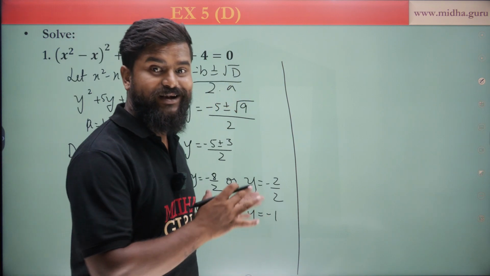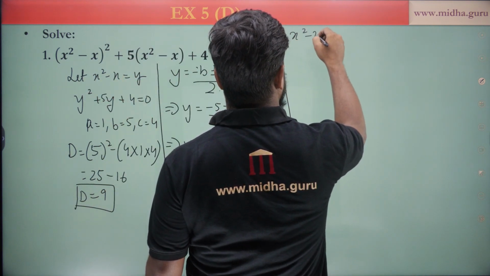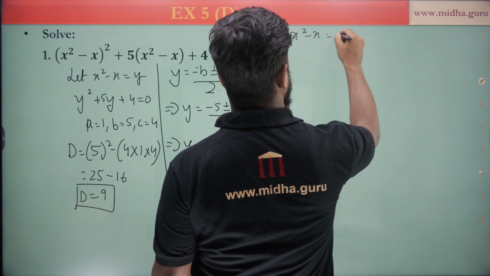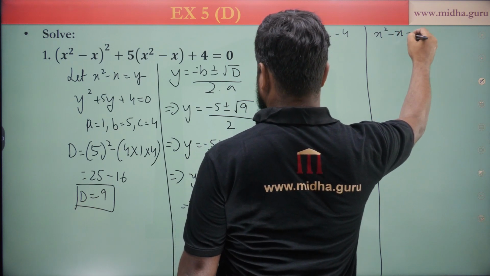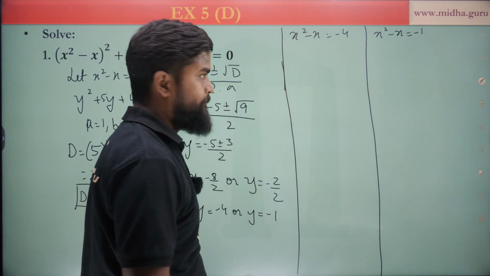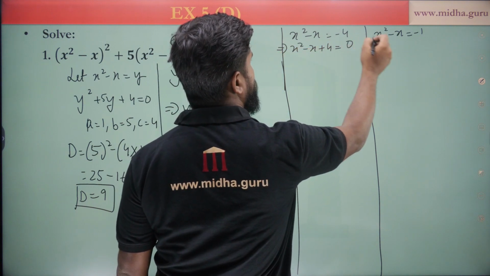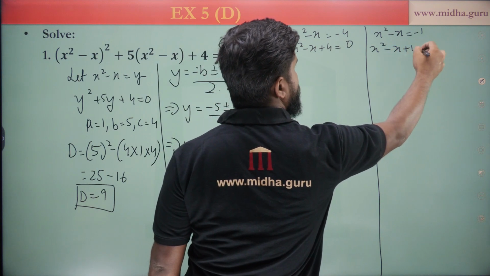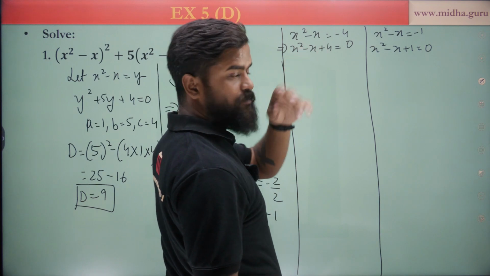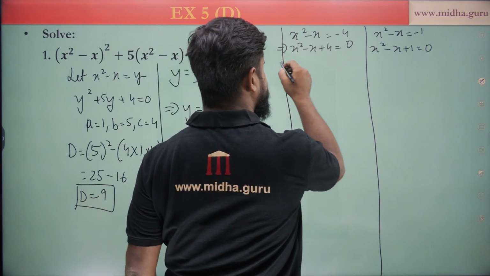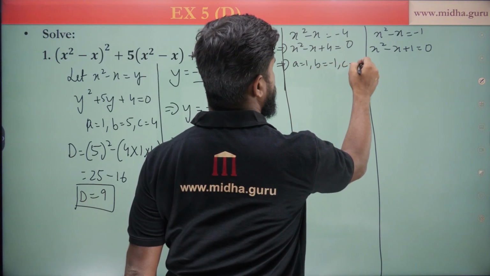The problem, however, doesn't end here. We took y to be something, so we'll solve it for that. Now x² − x is equal to minus 4, or x² − x is equal to minus 1. Now we have two separate quadratic equations to be solved for the values of our variable. Here it is x² − x + 4. So again a is equal to 1, b is equal to minus 1, and c is equal to 4.